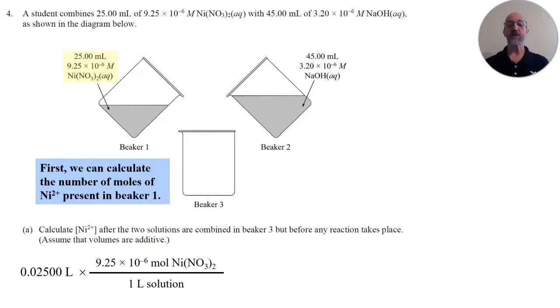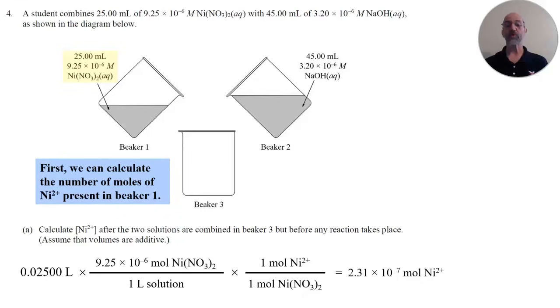of solution. Now, you don't see in the chemical formula any subscript for the nickel. So just to confirm that there's 1 mole of nickel 2+ ions for every 1 mole of nickel nitrate, I showed that as a conversion factor just to be complete. So if I pick up my calculator, 0.02500 times 9.25 times 10 to the negative 6, this is what I get on my calculator. Now, this is not the final answer to part A, but it's the number of moles of nickel 2+ ions. I got 2.31 times 10 to the negative 7 moles.